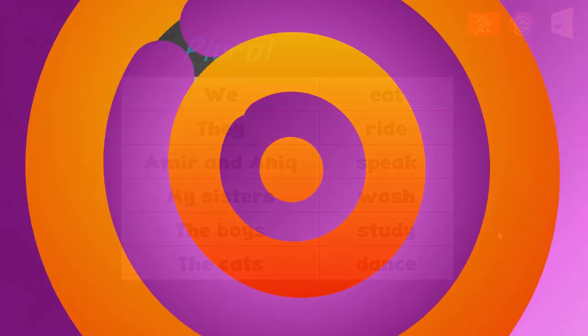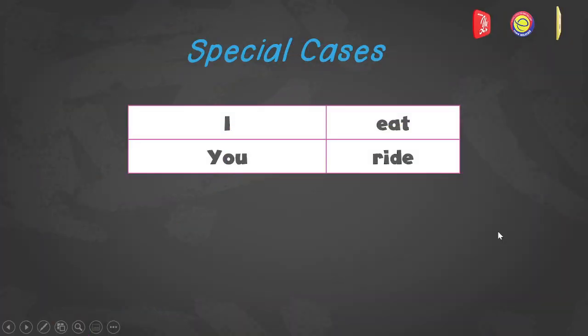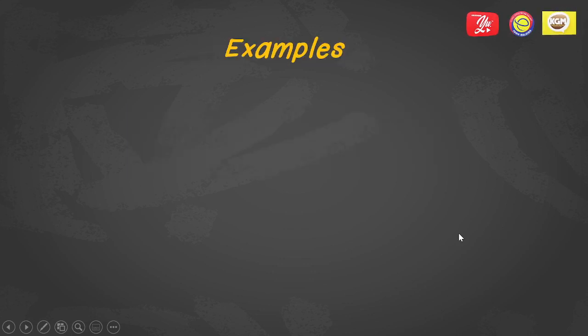Alright, next one, special cases. So here we have I and you. For these two subjects or pronouns, we use the verb without s. So I eat, walaupun I itu seorang. You eat, you write, walaupun you yang kamu maksudkan itu seorang. Now let us look at some example sentences.